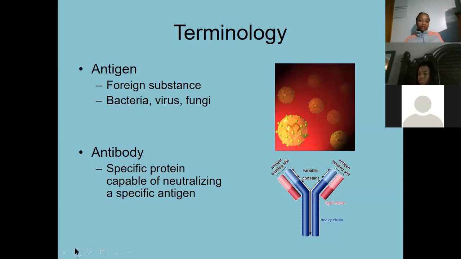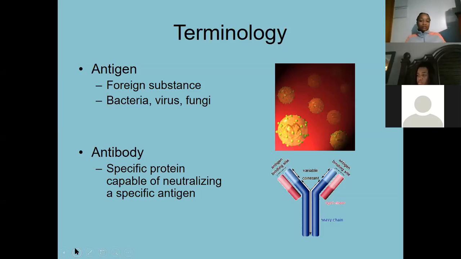So we're going to look at the normal immune response, and before we do that, we are going to just define a couple of terms. The first term is antigen. And an antigen is any foreign substance that enters your body. So it could be the chickenpox virus. It could be, in this day and age, COVID-19. It could be bacteria, it can be fungi. All of these are antigens.